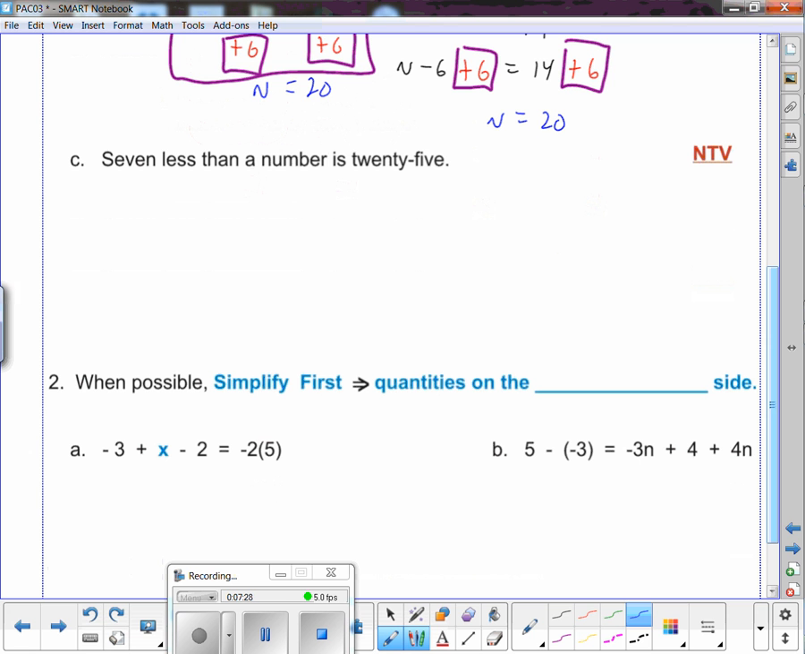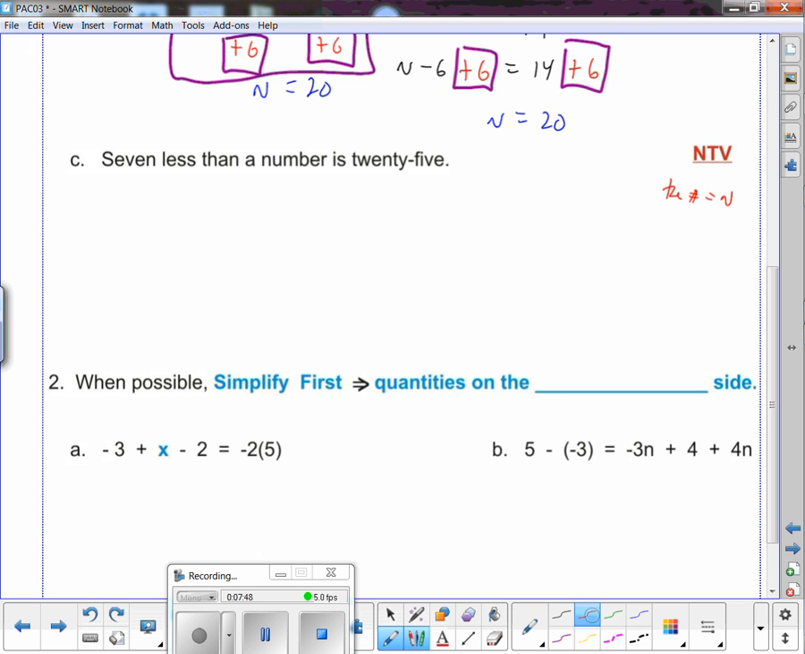7 less than a number is 25. So again, we're going to call the number n. Again, pretty simplistic one. But I want to train you to think of naming the variable. All right, who wants to do this one? Amber, go ahead.